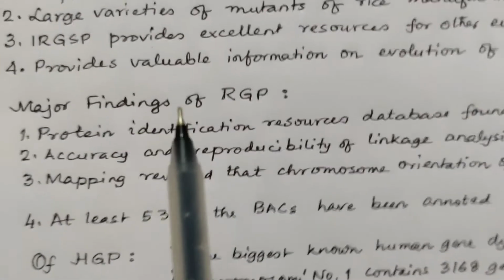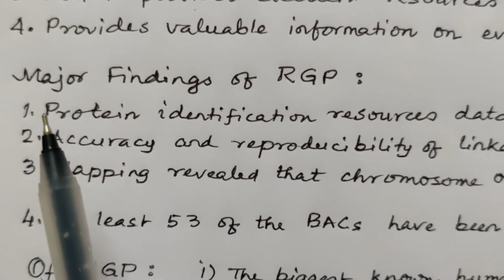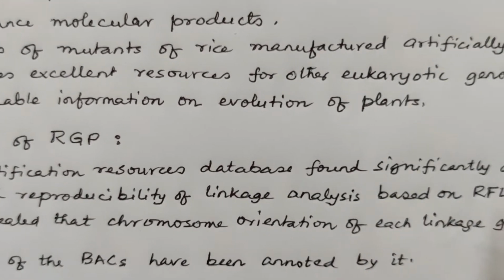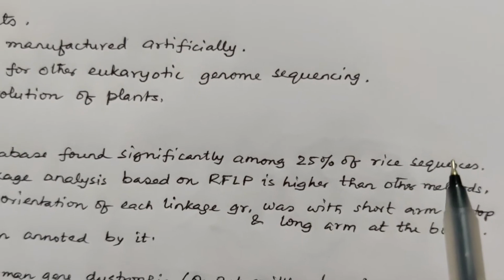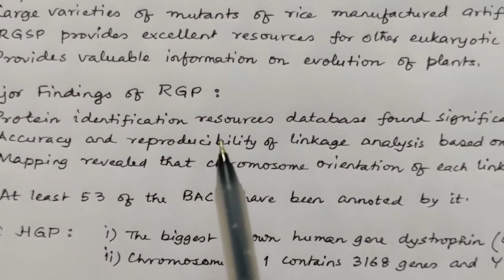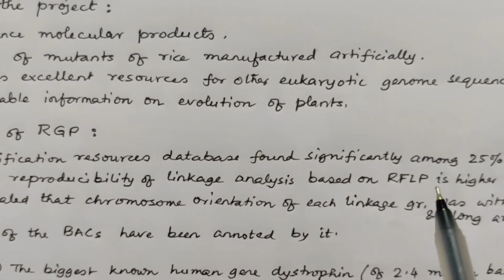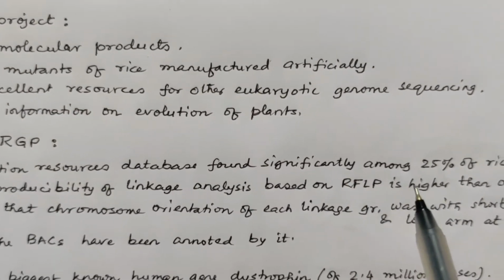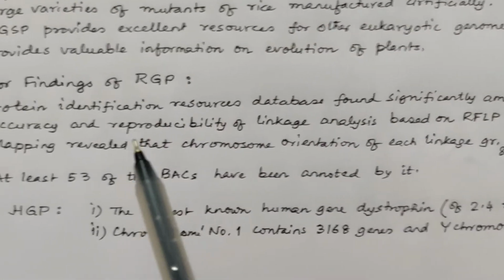Now, what are its major findings? What did we get actually? Number 1, the protein identification resource database was found significantly among 25% of rice sequences. Number 2, the accuracy and reproducibility of linkage analysis based on RFLP, restriction fragment length polymorphism, is higher than other methods.